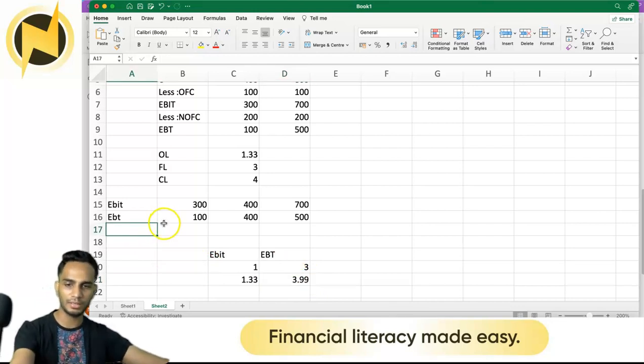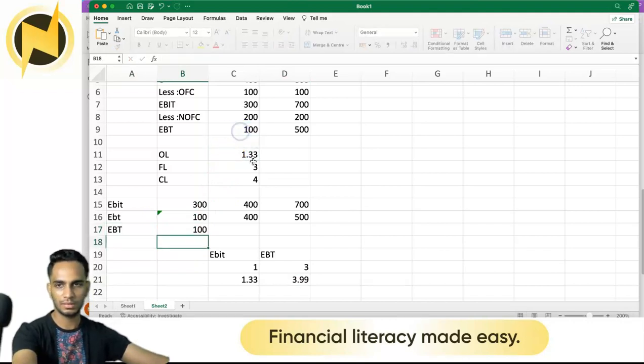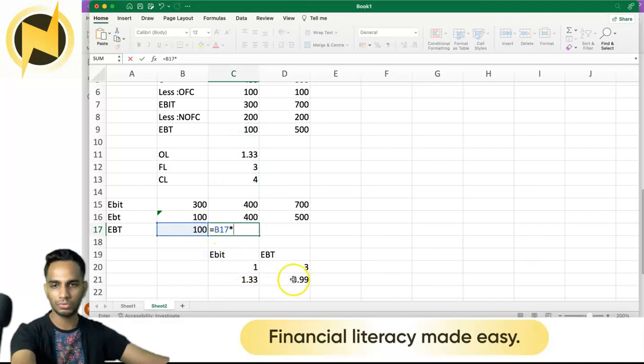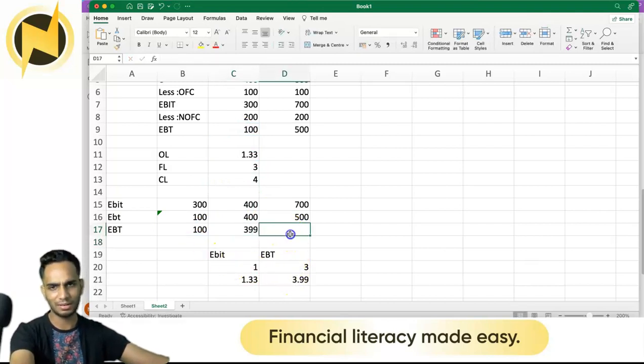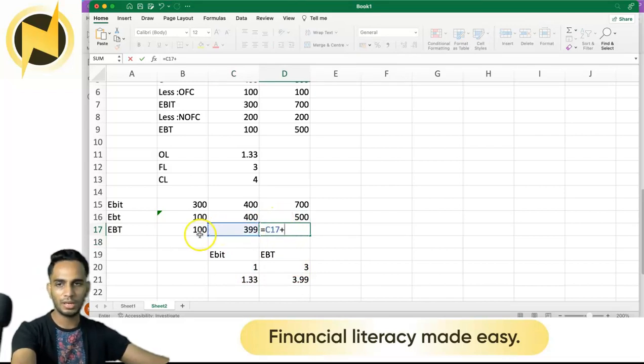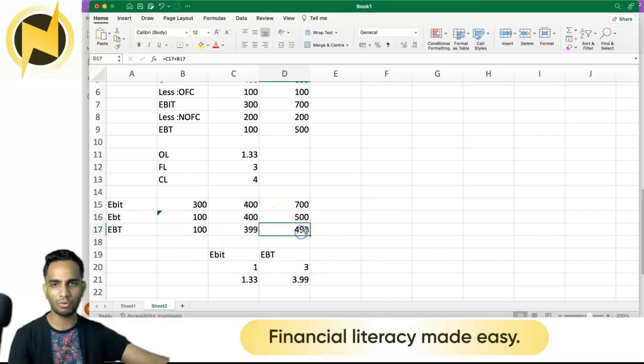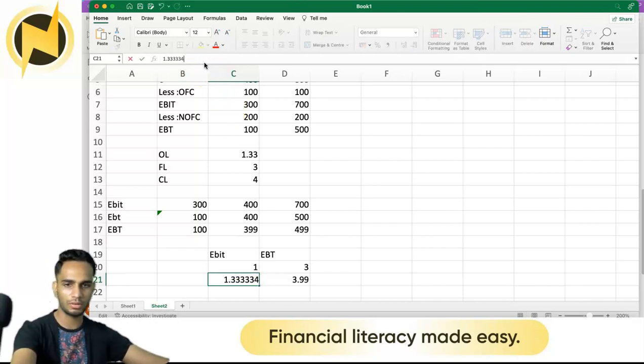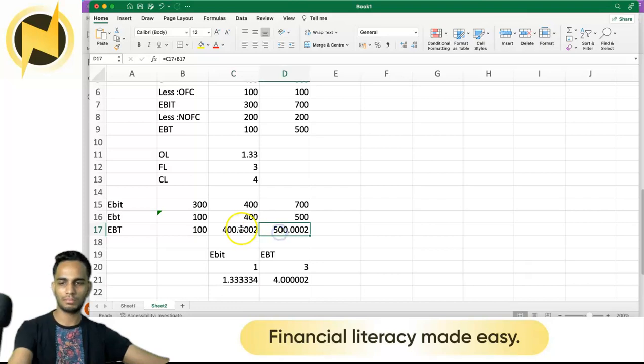So let's just check EBT. EBT was 100. How much did they move? 100 into 3.99. That's basically because of the decimal issue, else it would have been a proper 4. So it stood at 499, it would have been 500. If I ignore the decimal here and make it 1.33334, minimizing the decimals, perfect.